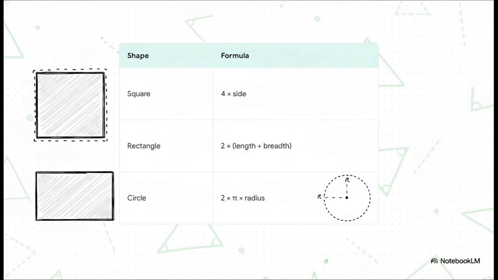When it comes to mathematically calculating that perimeter, you just need a few really basic formulas. For a perfect square, since all 4 sides are identical, the math is easy. It's simply 4 times the side length. For a rectangle, because the opposite sides match up, the formula is 2 times the length plus the breadth. And when we jump over to circles, we actually give this outer boundary a special name, the circumference. Its famous formula? 2 times pi times the radius.